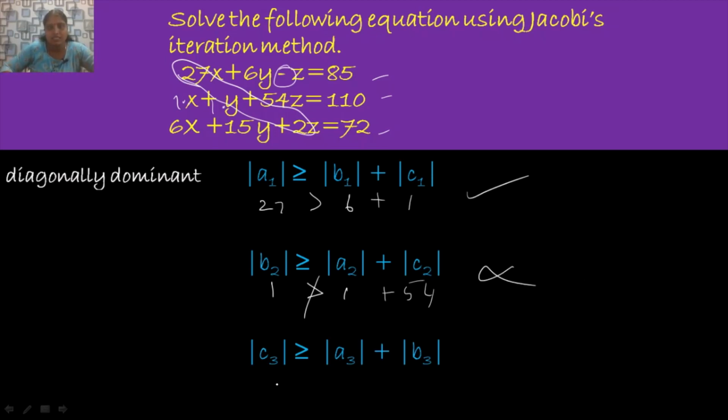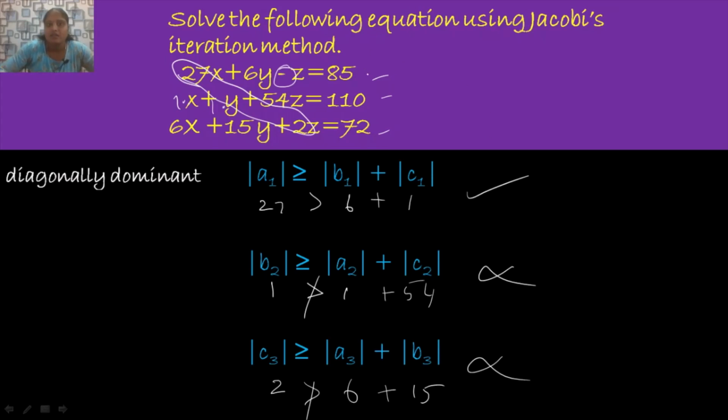Look at the third condition. C3 is 2, and A3 and B3 are 6 and 15. This is also not greater than. So the second and third conditions are not satisfied. Now we have to rearrange the given equations such that the given system satisfies the diagonally dominant property.